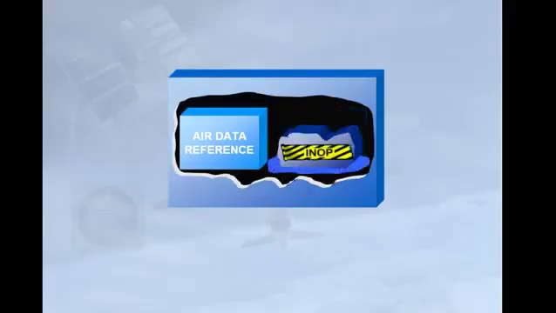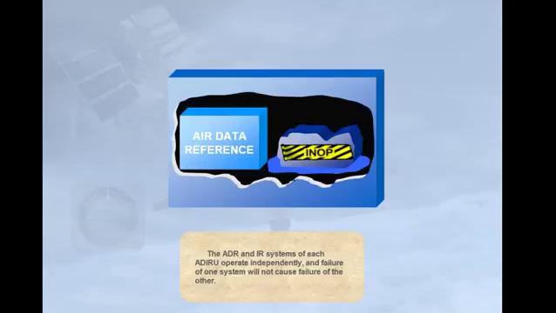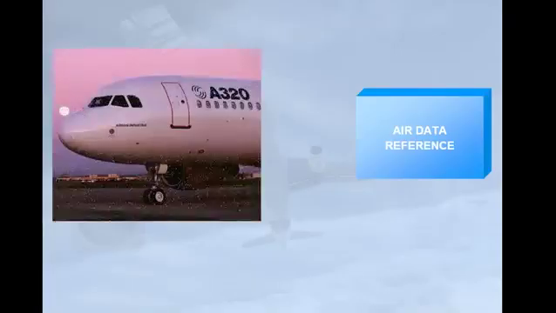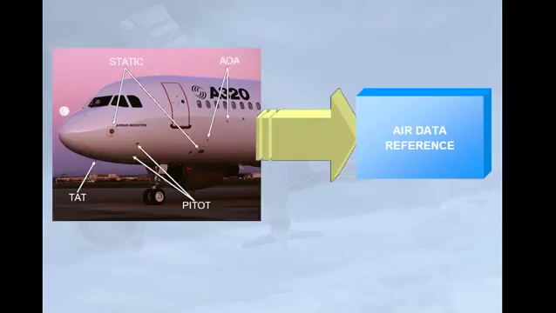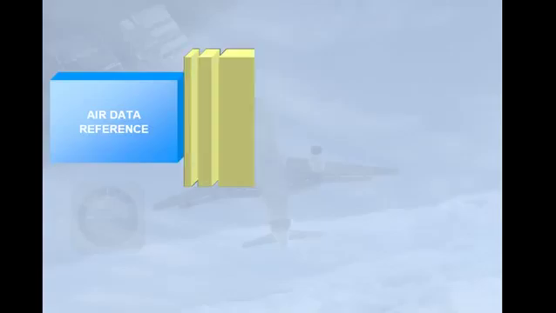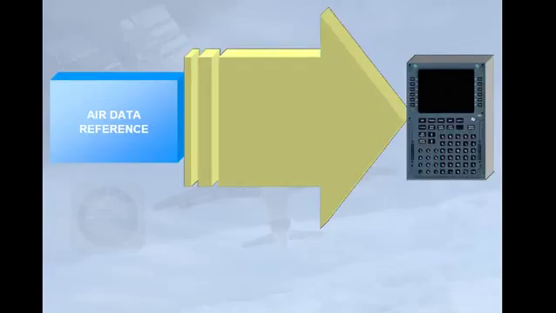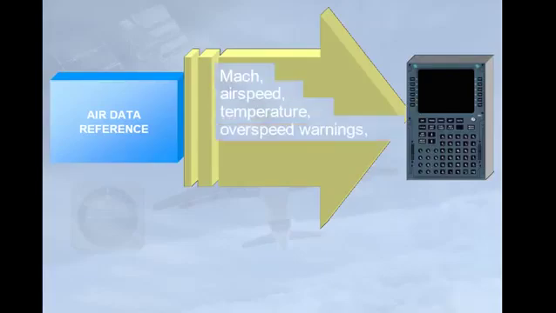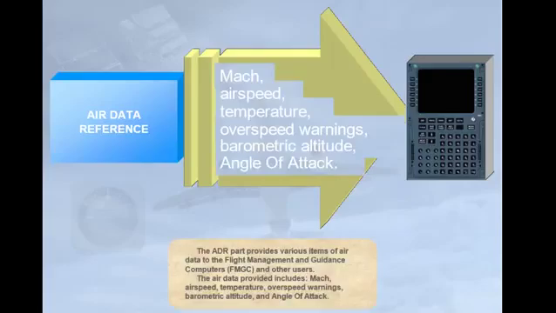The ADR and IR systems of each ADIRU operate independently, and failure of one system will not cause failure of the other. The ADR part receives information from aircraft probes and sensors. The ADR part provides various items of air data to the Flight Management and Guidance Computers, FMGC, and other users. The air data provided includes Mach, airspeed, temperature, overspeed warnings, barometric altitude, and angle of attack.